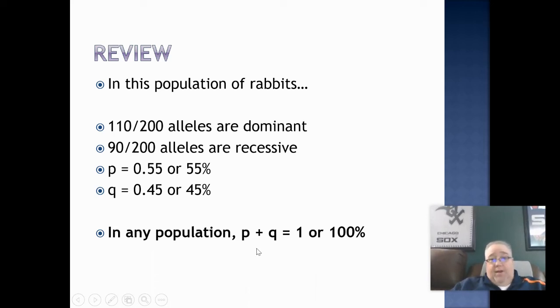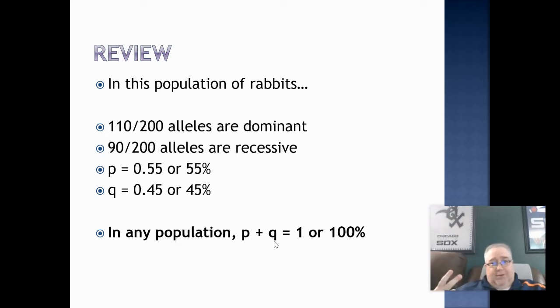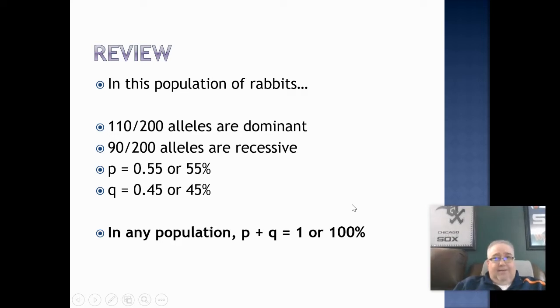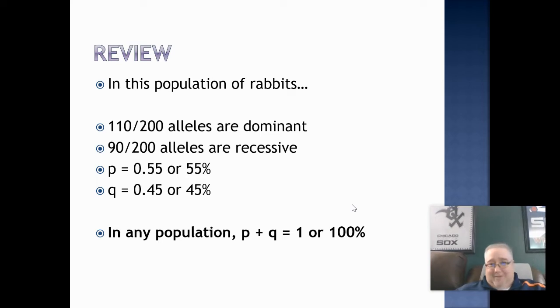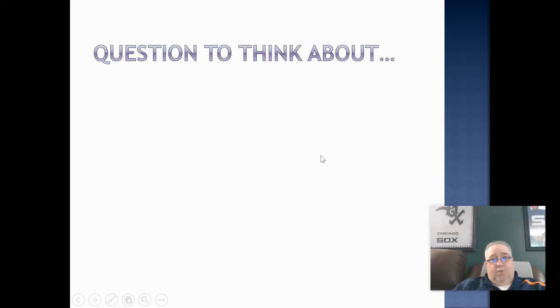Now, there's one thing I want you to remember about these two values, P and Q. When you add them together, they should always equal 1, because there's only two alleles for the trait. So whatever the frequency of the dominant allele is, whatever the frequency of the recessive allele is, you add those together, you should always get 1, or 100% if you're adding up the actual percentages. So if you add up your P and Q and it comes out to 2.7, then you did something wrong. They should always add up to 1. Hopefully that makes a little bit of sense.